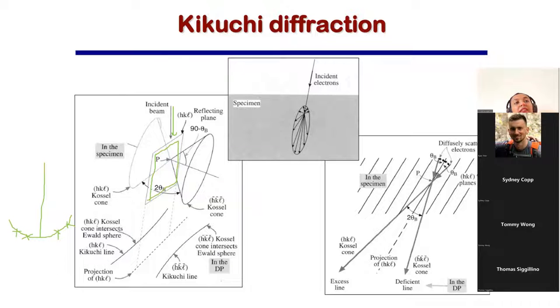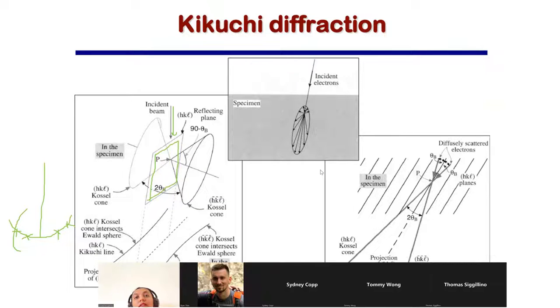And it is coming by the intersection of this Ewald sphere with these cones, which is like here. So this one projection is getting an intersection from the other Ewald sphere, and you form a Kikuchi line here. Now in this one, it's the same thing here.